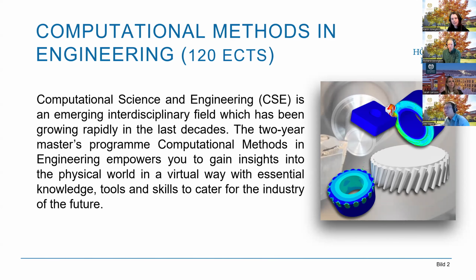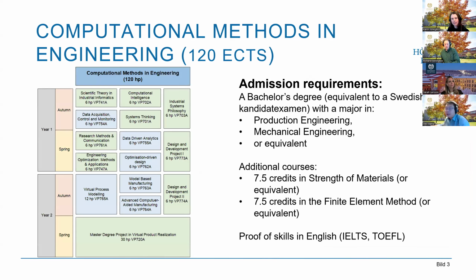Right now we only have a 2-year master. Our master program is 2 years, 120 credits in total. As an admission requirement, if you would like to apply to the computational methods in engineering master program, you have to have a bachelor degree from either production engineering, mechanical engineering, or manufacturing engineering, or equivalent.